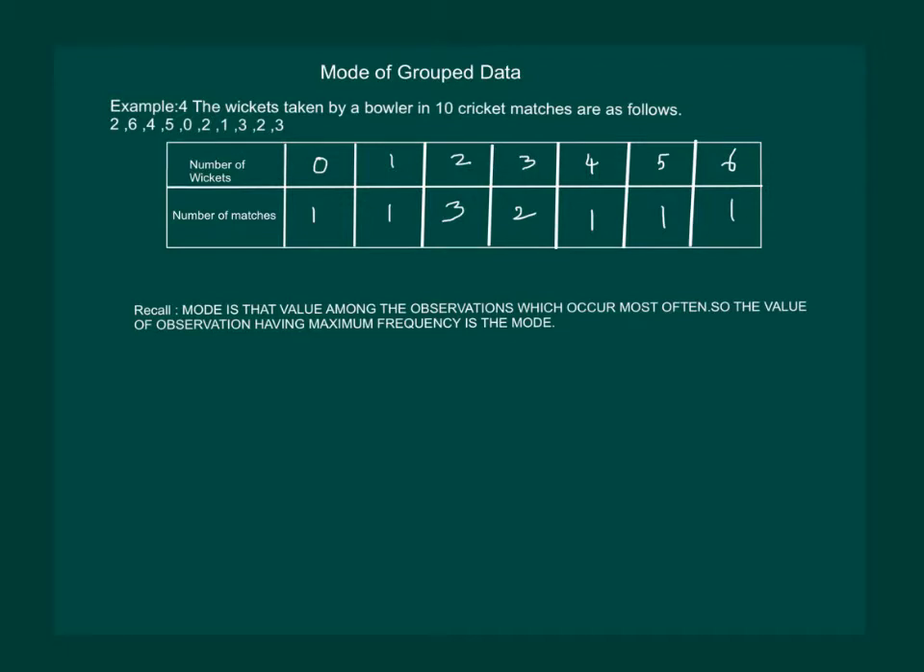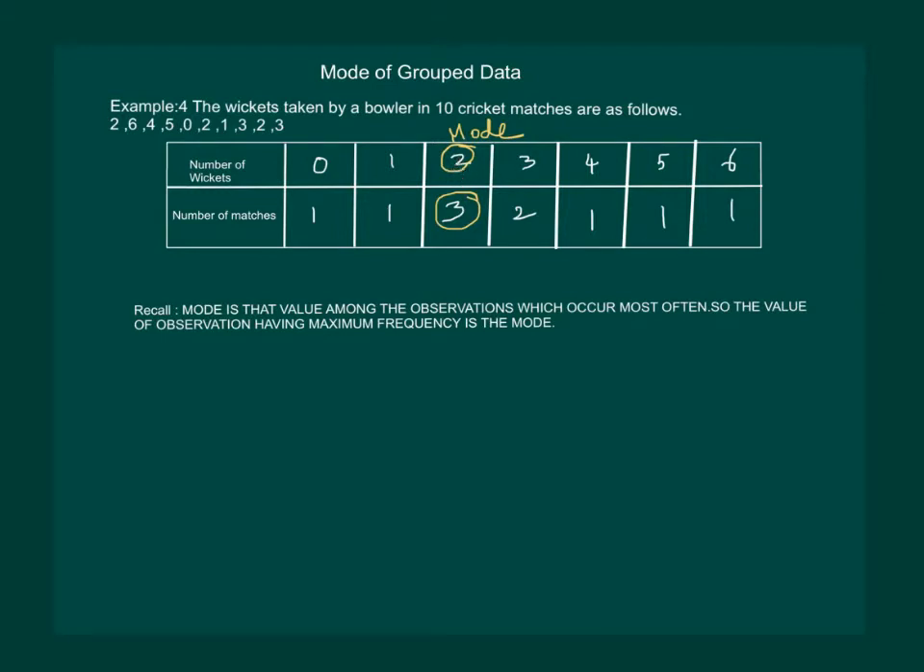Clearly, 3 is the maximum frequency. So, the value of the observation corresponding to the maximum frequency, that is 2, is the mode. Here the data was ungrouped. So looking at the frequency, we could find the mode.